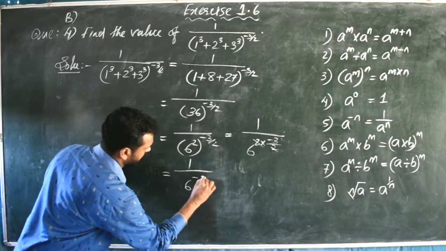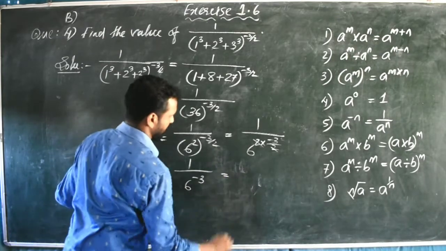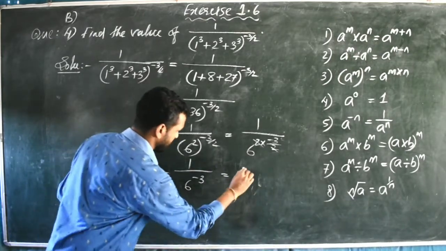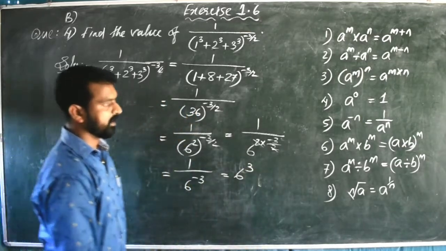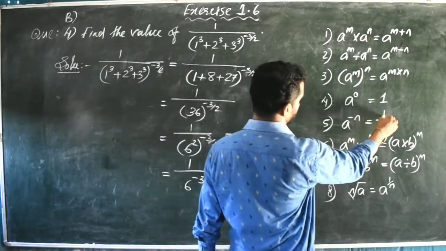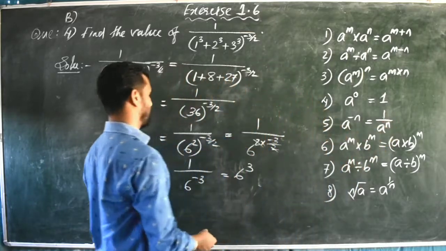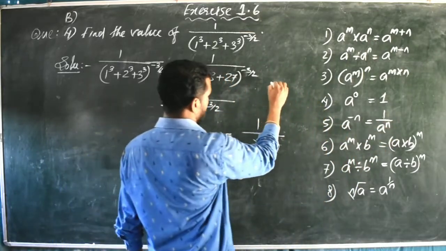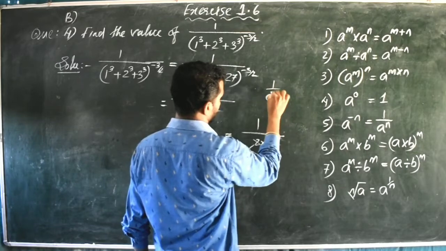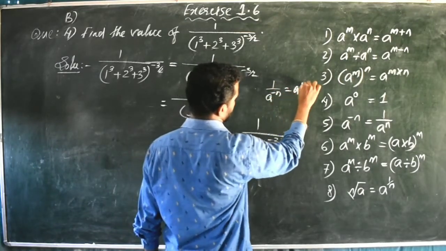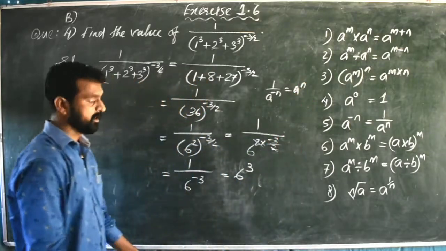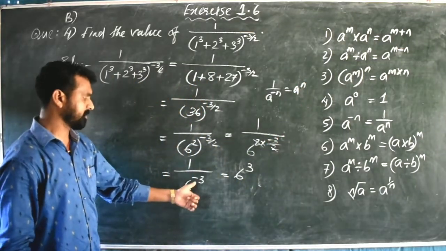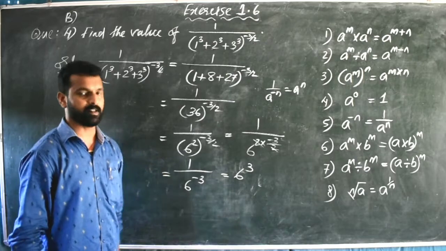6 raised to minus 3 is equal to, we can write 6 raised to 3. That is using the formula a raised to minus n is equal to 1 by a raised to n. Just the opposite also we can write here, that is 1 by a raised to minus n is equal to a raised to n. So 1 by 6 raised to minus 3 is equal to 6 raised to 3 we can write.